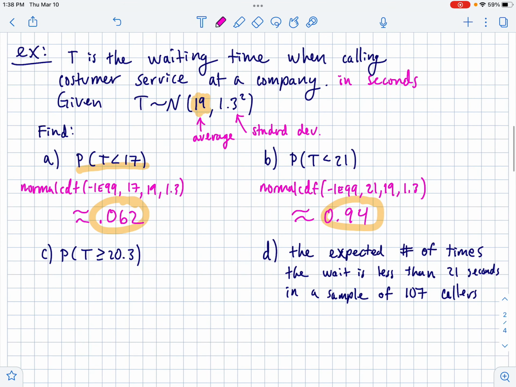Now, this next one, probability that wait time is over 20.3. That's from 20.3 up to positive infinity. So this will be normalcdf. Starts at 20.3, goes up to positive infinity. Average is 19. Standard deviation is 1.3. That's 0.16.